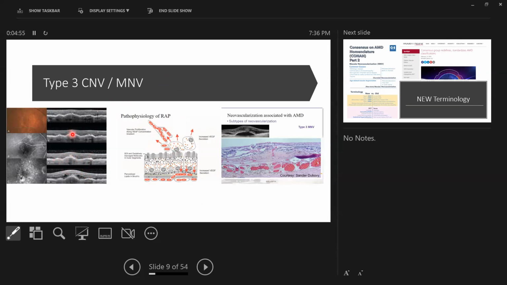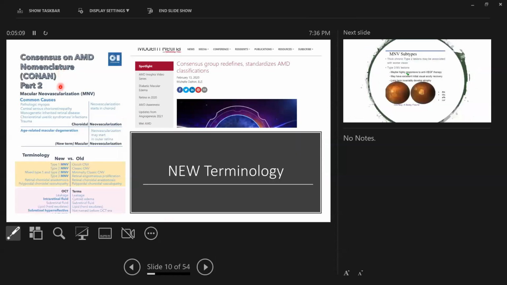And on the apex, we can see there is a hyperreflective focus here, which represents migrating retinal pigment epithelium. So this is the feature of type 3 CNV, or now we call it MNV. This is the new terminology, the Consensus on Neovascular Nomenclature. We can see here that type 1 MNV we previously called occult, type 2 MNV classic, and type 3 MNV called RAP, or type 3 CNV. So now the new terminology is MNV, which means macular neovascularization.